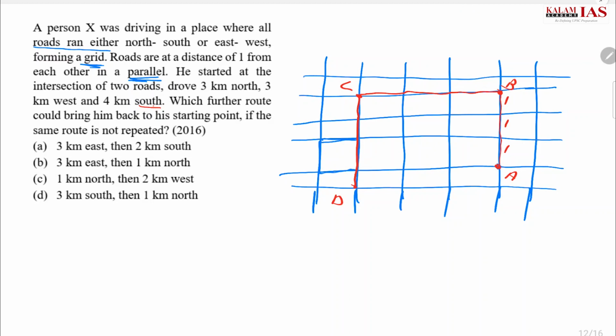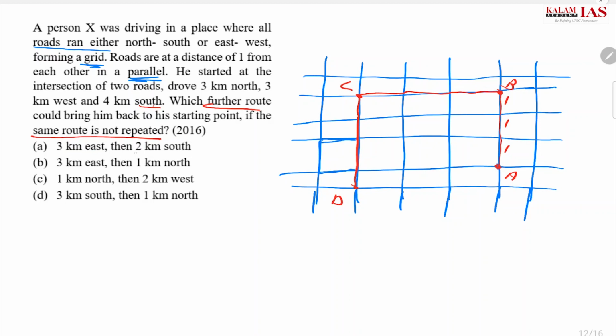Which further route could bring him back to his starting point if the same route is not repeated? Now he is at this point D and he has to return to the point A. What route should he take to arrive at the point A? 3 kilometers east. Now we have to check by options because there are multiple ways of reaching A. So rather than thinking, we should just check the options and whichever option is correct, we should tick it.